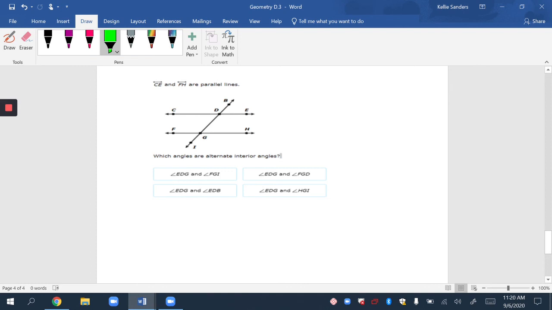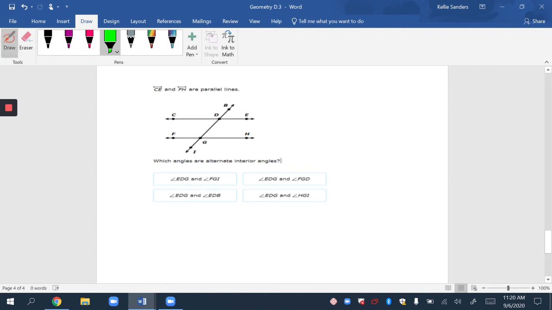EDG. EDG, that angle right there. Again, alternate interior to this one. I'm going to pause for about 5 seconds, see if you can figure it out. These 3 purple ones are your options because those are the only ones interior. It's not going to be this one.